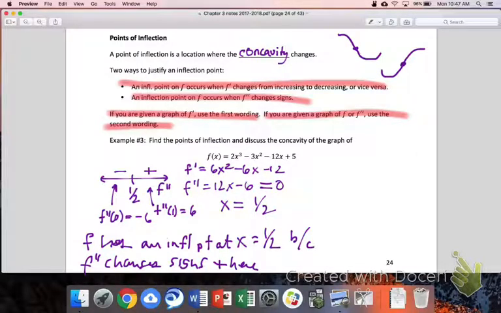Okay, and it does say discuss the concavity, so let's discuss the concavity. We really can just use this little sign chart that we used earlier to help us discuss the concavity. Let's just do this verbally. If I were to ask you for intervals where f is concave down, what would you say? Yep, the whole left side, right? Negative infinity to 1/2. Because why? Yeah, f double prime is negative on that interval. And then, of course, on the right interval, f double prime is positive, which means that f is concave up.